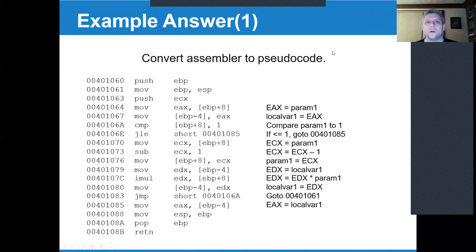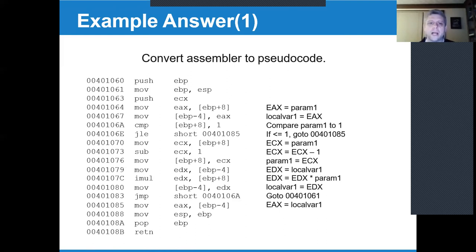So one of the first things that you're going to do when you go through assembler and you're reverse engineering it is convert pretty much each line, maybe not every line, to some type of pseudocode, just so you can get an idea for what's going on. So here at line 401064, where we have the move of EBP plus 8 into EAX, that essentially means EAX equals param 1. The next line, we're moving EAX into a local variable. The next line after that, we're comparing the parameter to 1. And if it's less than or equal to 1, then it jumps down to 401085, which, if you jump back down there, looks like it's cleaning up the stack and moving on.